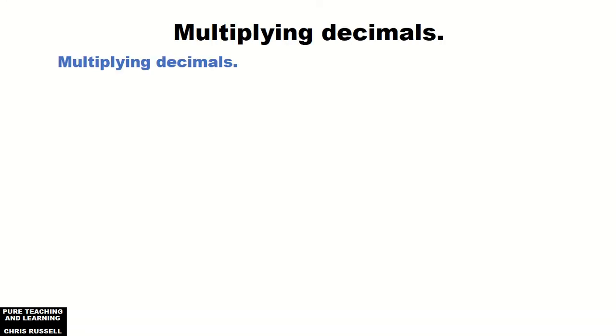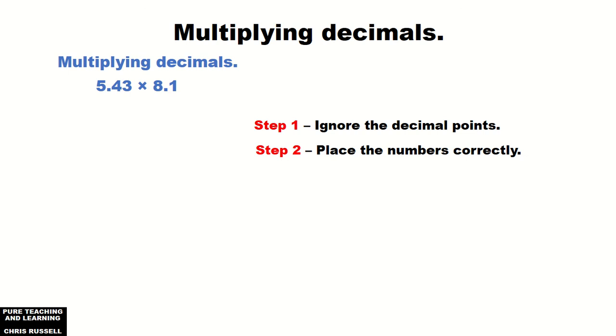Multiplying decimals. 5.43 multiplied by 8.1. Step 1, ignore the decimal points, but remember how many there are. Step 2, place the numbers correctly.